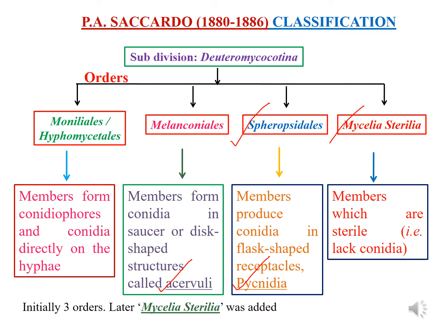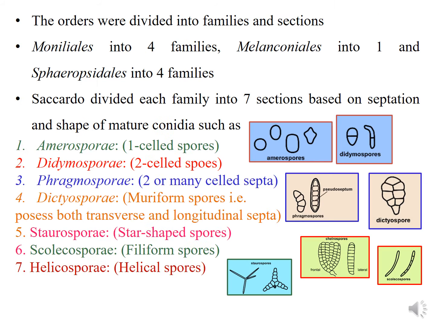In case of Mycelia sterilia, the name itself indicates members which are sterile, that they do not produce any conidia. So, initially there were only 3 orders under P.A. Saccardo's classification, that is Moniliales, Melanconiales and Sphaeropsidales. And later this Mycelia sterilia, the 4th order, was included. And these 4 orders again were divided into different families and sections.